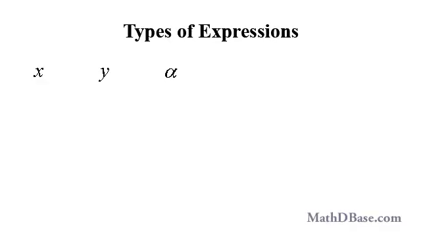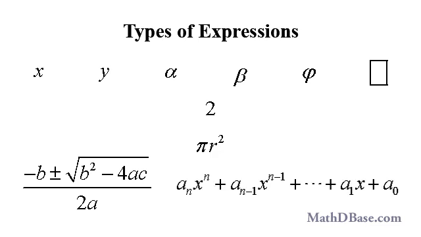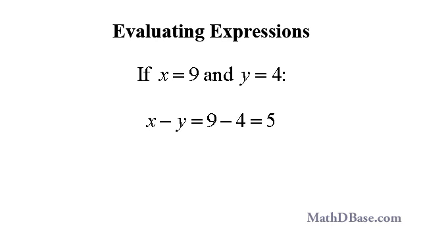A mathematical expression can have a single term, which could be a variable, a letter, or a symbol representing an unknown or unspecified number, or an expression can be a single number. Expressions can be relatively simple or more complex. An algebraic expression will have a numerical value whenever each variable in the expression is replaced by a specific number. If x equals 9 and y equals 4, then the expression x minus y has the value 9 minus 4, or 5. And the expression x over y has the value 9 over 4, or 2 1/4.